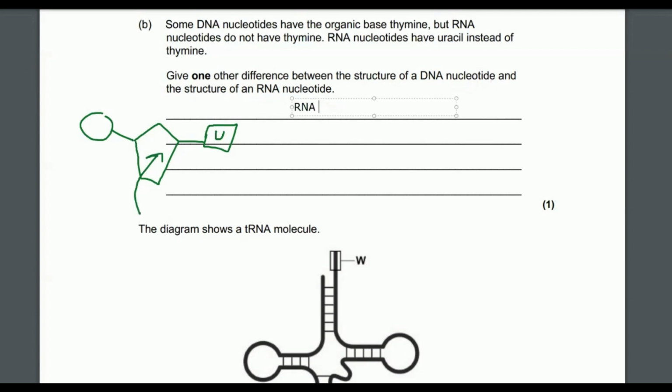So we would say RNA has ribose sugar, whereas DNA nucleotide has deoxyribose sugar. And that's really the only other difference with the nucleotides. There's only two differences. One is the uracil base, and the other is a difference on the sugar. However, there are other differences between RNA and DNA, as in DNA is double-stranded, RNA single-stranded, etc. But this was specifically about the nucleotides, not about the strands of RNA and DNA. Okay, let's move on.